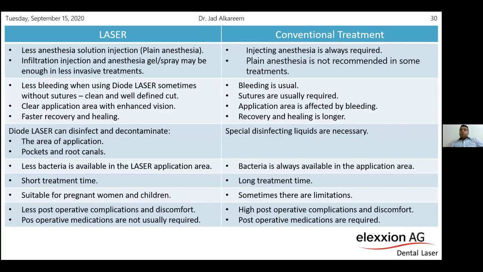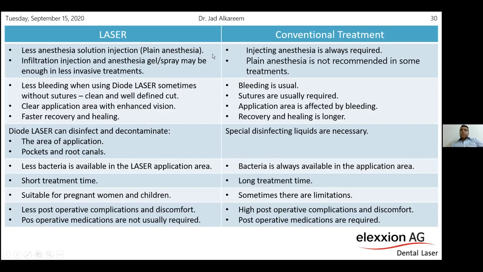So for the suitable anesthesia to be used with the diode laser, I can say that plain anesthesia will be suitable for that, because the plain anesthesia doesn't have epinephrine or adrenaline, so it will not cause contraction of the vessels.